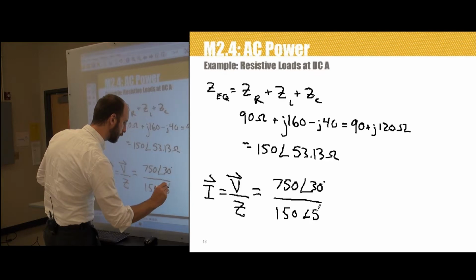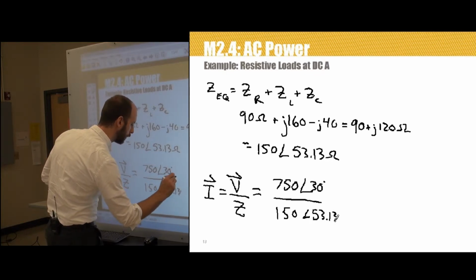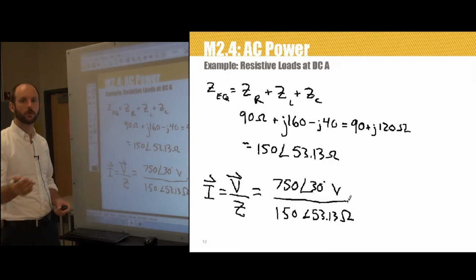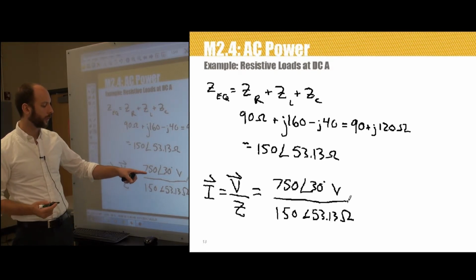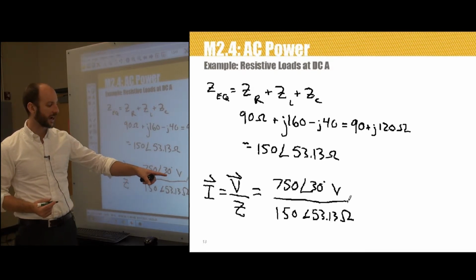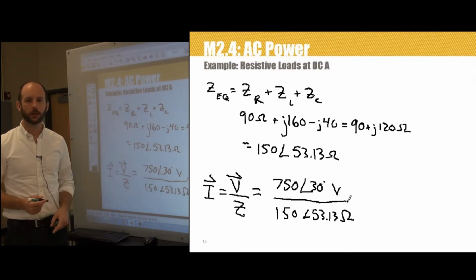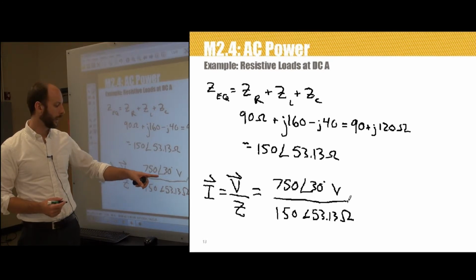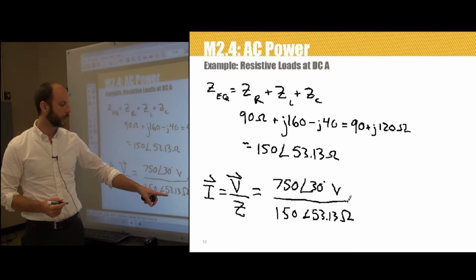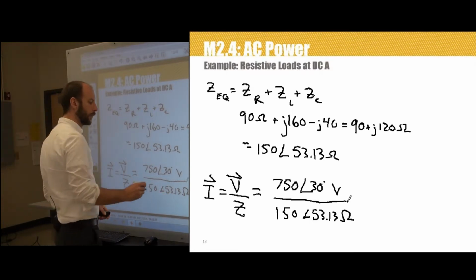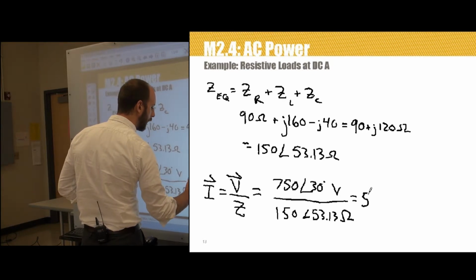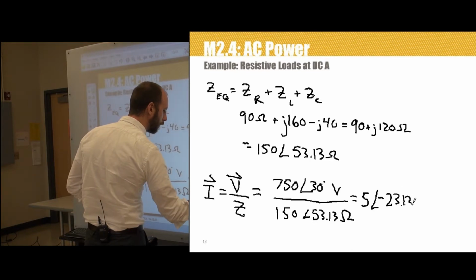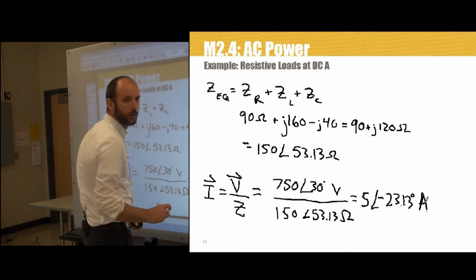angle 53.13. This is volts on the top. This is ohms on the bottom. From our rules of math, remember, we divide the numerator by the denominator and we subtract the angle of the denominator from the angle of the numerator. So 750 divided by 150 is 5, and 30 minus 53.13 is negative 23.13. So we end up getting a current of 5 amps at an angle of negative 23.13 degrees. Right.